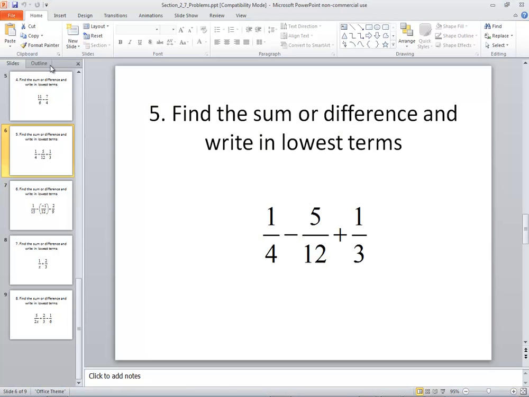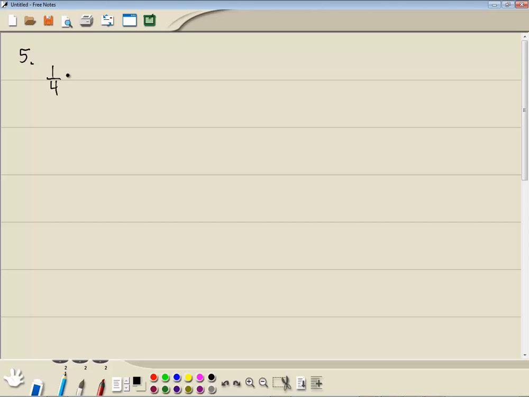We got 1/4 minus 5/12 plus 1/3. It doesn't matter that we have 3, it's still the same idea. Our first step is to get a common denominator. And I know some of you can just look at this and see it, but I'm going to show all the steps. So we're finding an LCM of 4, 12, and 3.